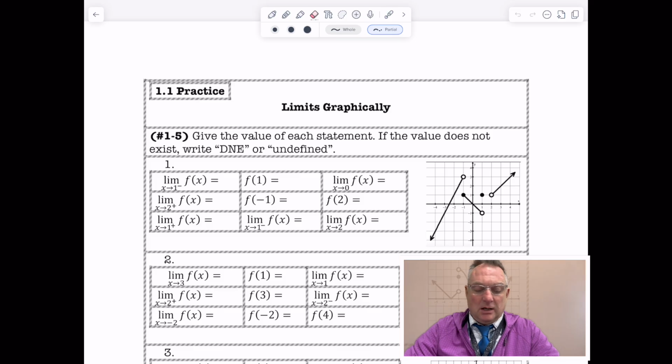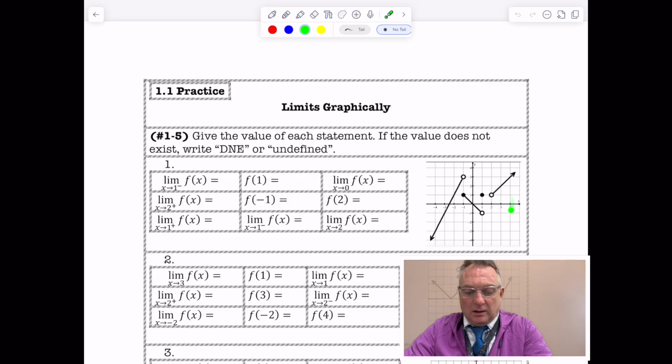We're looking at limits to start off this unit, and we're going to look at all things limits graphically. So on number 1 here, we're using this graph right here. And the first one, I'm going to go across the first row here.